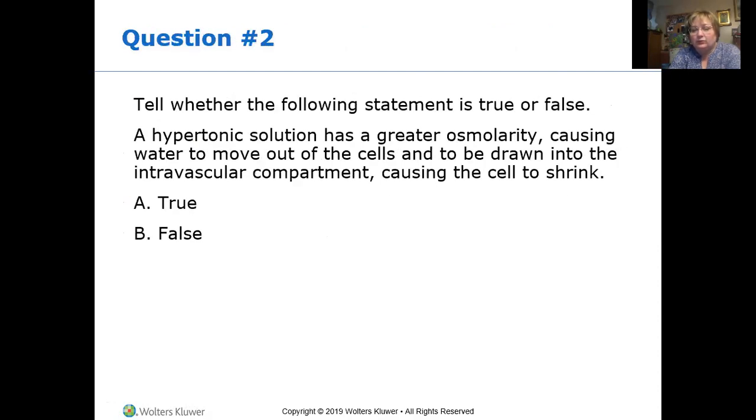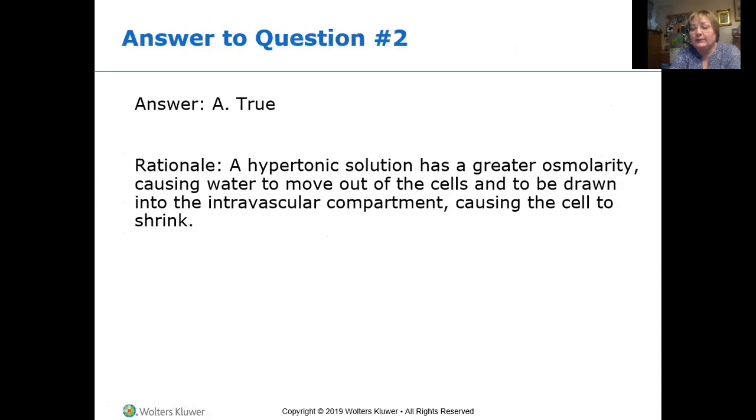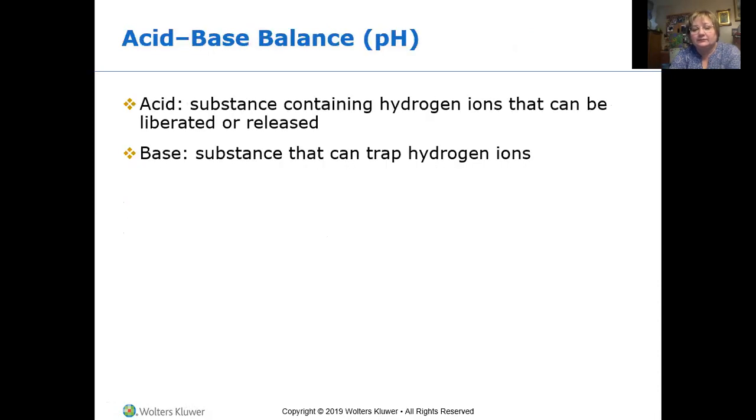Okay, so let's look at this one. Tell whether the following statement is true or false. A hypertonic solution has a greater osmolarity, causing water to move out of the cells and to be drawn into the intravascular compartment, causing the cell to shrink. Hypertonic solution. Is that true or false? It is true, and we saw a picture of that.